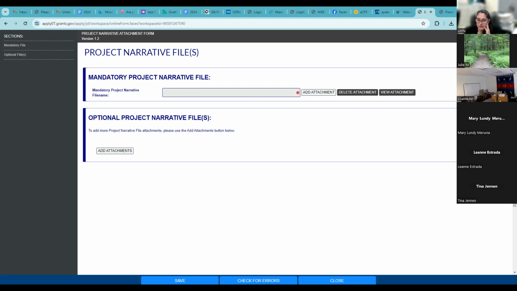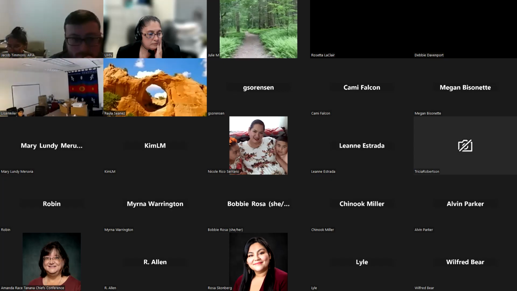So I got the part about the mandatory project narrative file, I get that. I'm just not understanding the optional project. Optional is if you choose to, it's not a required component, but what I said I would do on the optional on the project narrative is to have my table of contents, so the reader knows where to find sections.